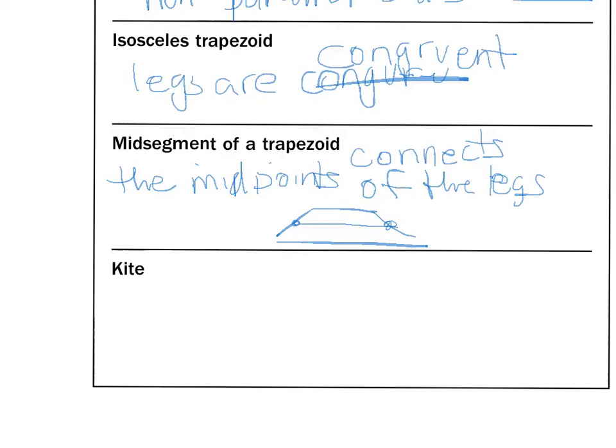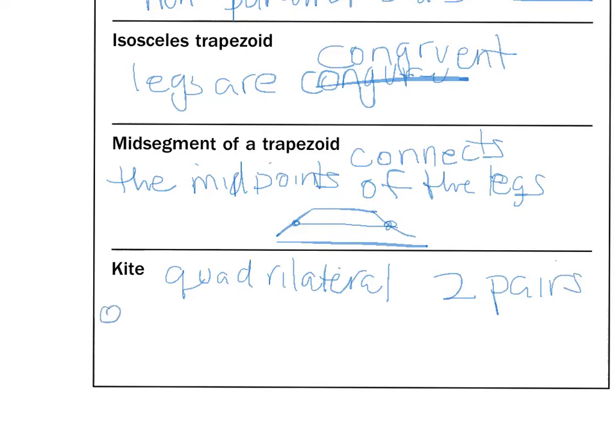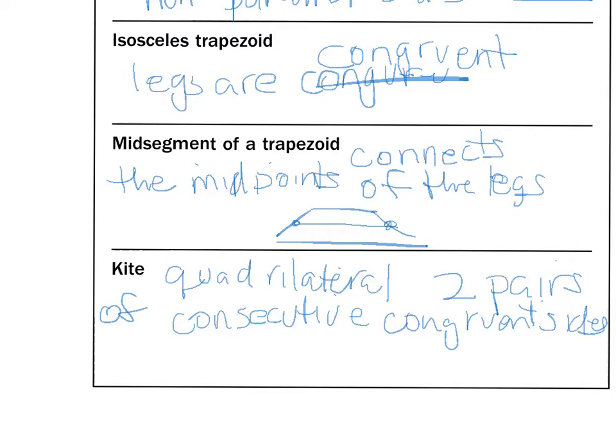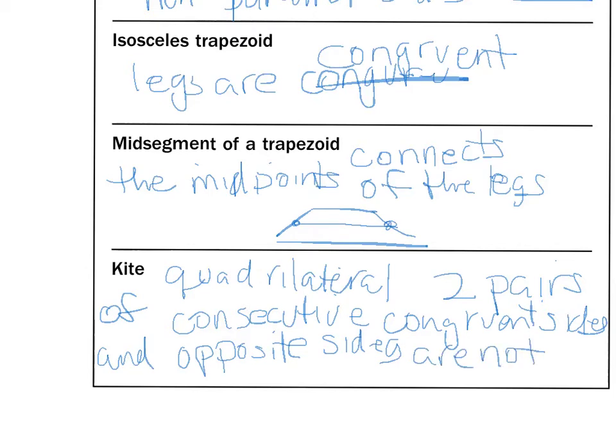And then a kite is another type of quadrilateral. It has two pairs of consecutive congruent sides, and opposite sides are not congruent.